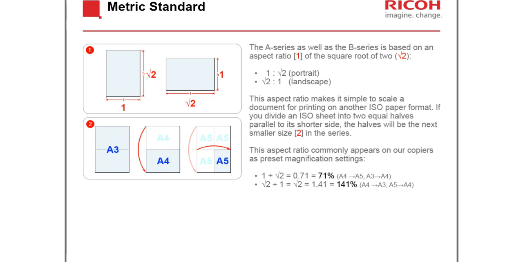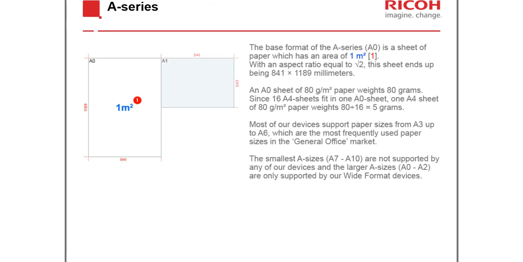The base format of the A series is a sheet of paper which has an area of 1 square meter. With an aspect ratio equal to √2, this sheet ends up being 841 times 1189 millimeters. An A0 sheet of 80 grams per square meter weighs 80 grams. Since 16 A4 sheets fit in one A0 sheet, one A4 sheet weighs 80 divided by 16 equals 5 grams.